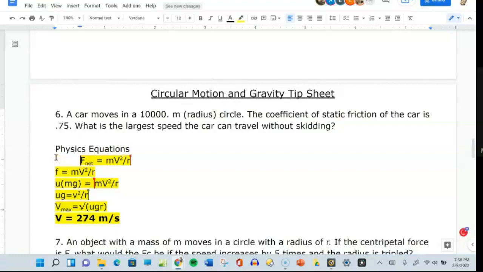Did I answer your question, or is there another question? Yeah, thank you. Okay, yeah. So there's a friction question. I stuck that in last minute because you've got to have a centripetal force friction question.